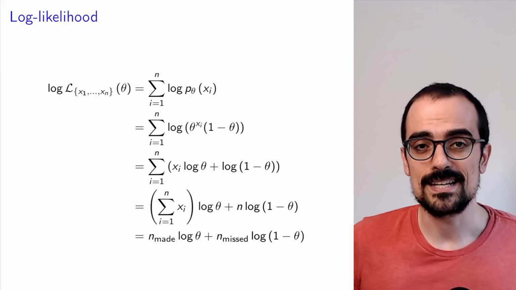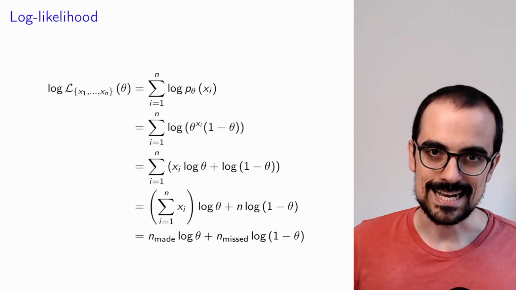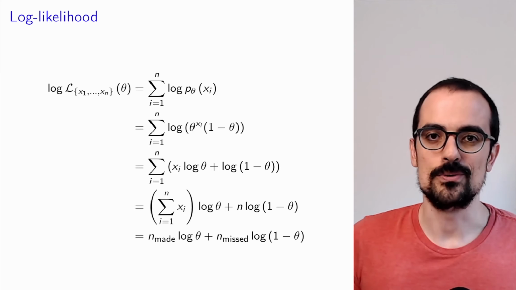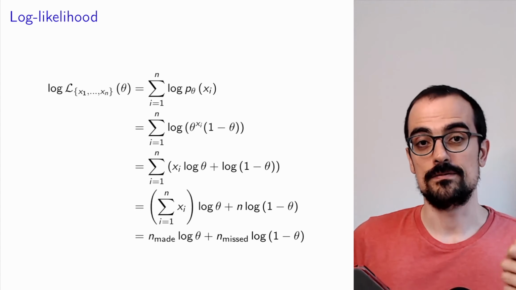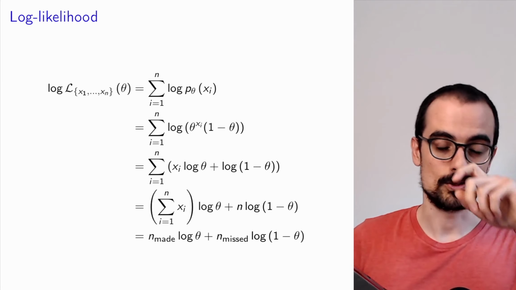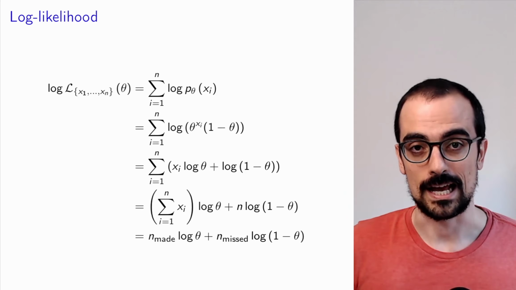The reason why it makes sense is that our assumptions for our parametric model are exactly that the free throws are IID Bernoulli random variables, right? The probability of each free throw is the same, has probability theta, and they're all independent. So these are exactly the same assumptions we made for the Bernoulli log likelihood.